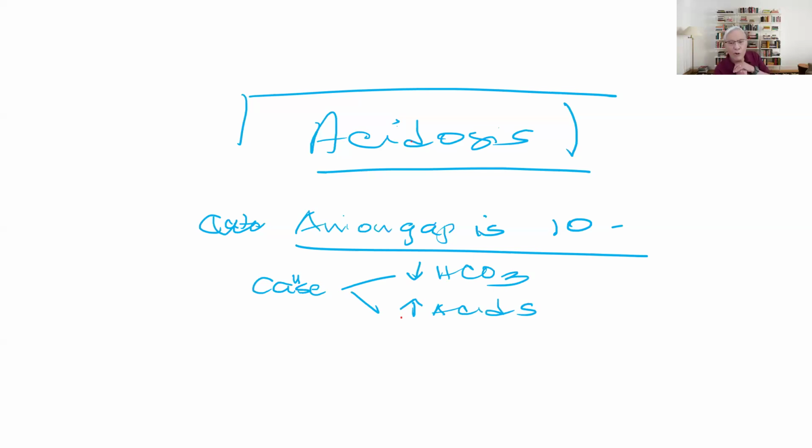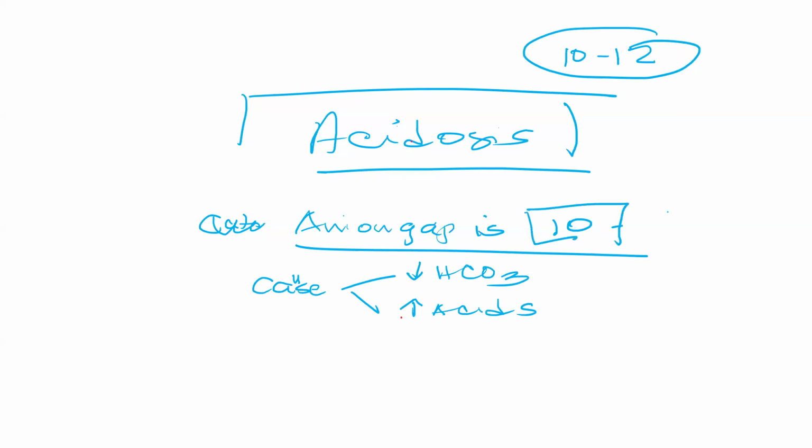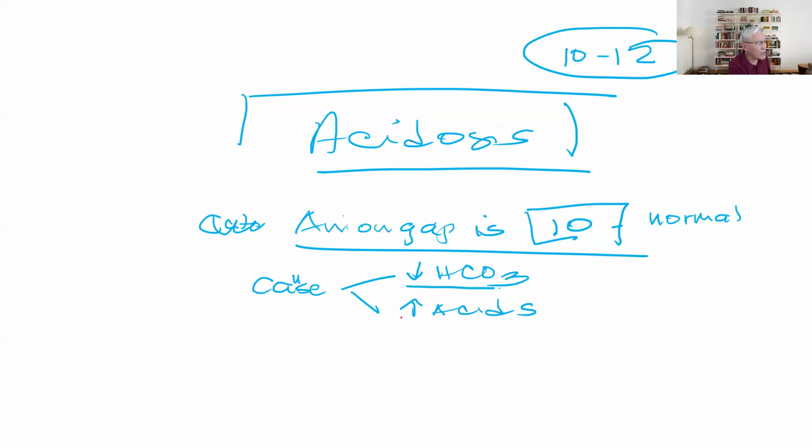Okay, is the anion gap normal? What was the normal anion gap? From 10 to 12, you said? 10 to 12. Okay. So is the anion gap normal? Yeah. Normal. So the problem here is that the acidosis is caused by a decrease in bicarb.